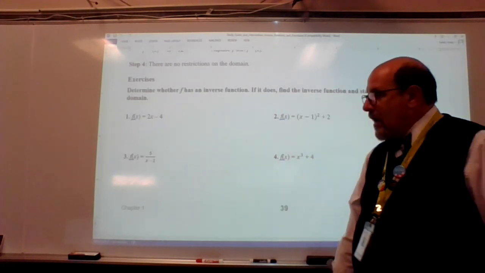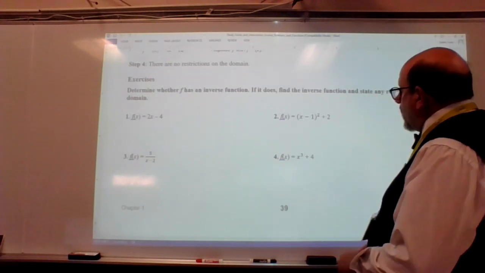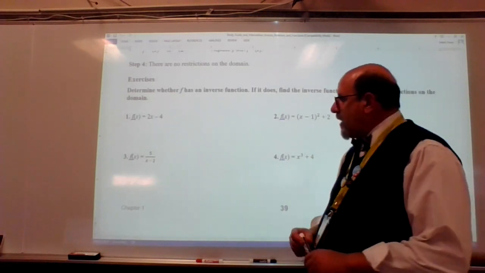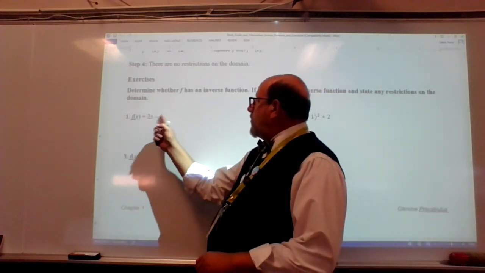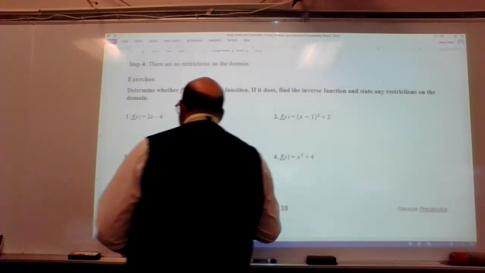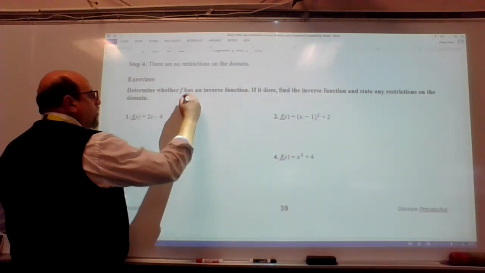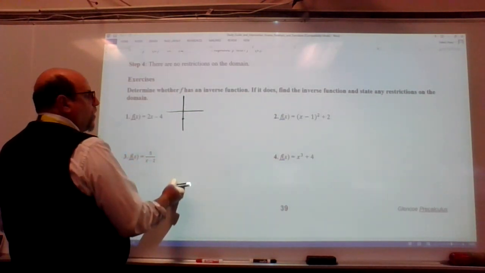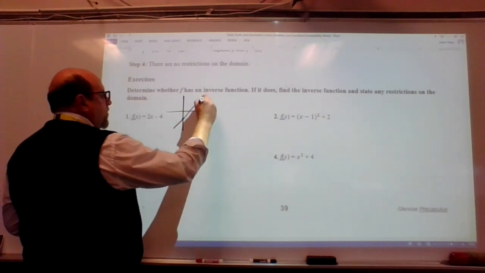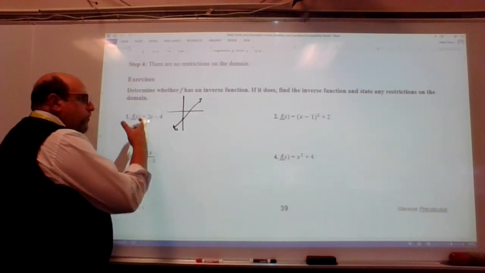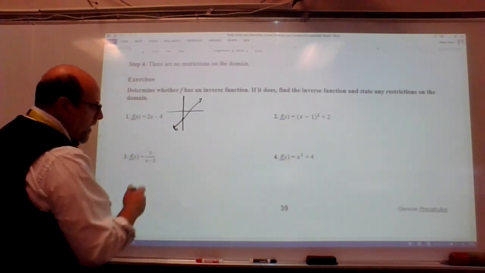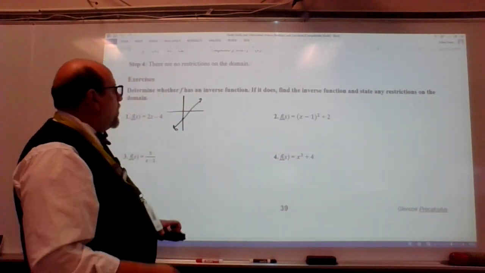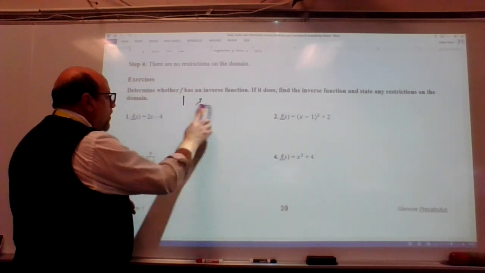Let's take a look at this graph here. It says f of x is 2x minus 4. This is super simple. It's a linear equation, just like the one above, only this one crosses through negative 4, and it has a steeper slope than 1. Does this have an inverse? Of course it does, because every linear function passes the horizontal line test.